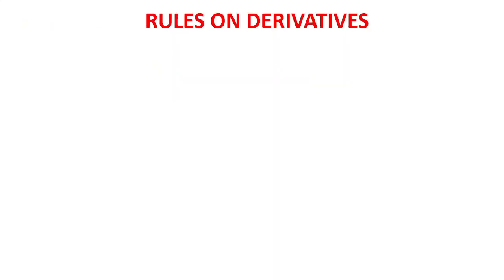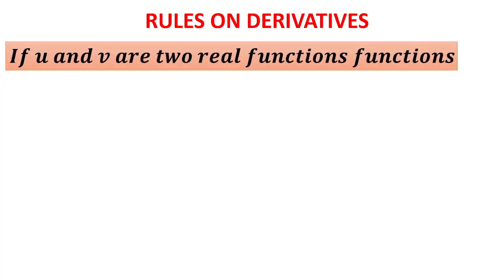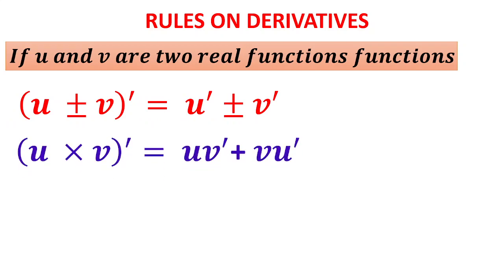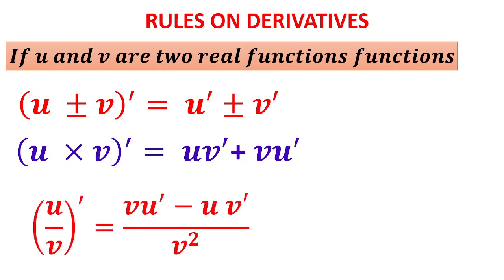Let us first recollect the rules of derivatives and formulas of differentiation before we proceed. If u and v are two real functions, (u plus or minus v) dash is u dash plus or minus v dash. The product rule: (u into v) dash is u v dash plus v u dash. Keep the first, differentiate the second, plus keep the second, differentiate the first. (u by v) whole dash, that is the division rule, is v square in the denominator, v into u dash minus u into v dash. Denominator square, and the numerator is denominator into differentiation of the numerator minus numerator into differentiation of the denominator.